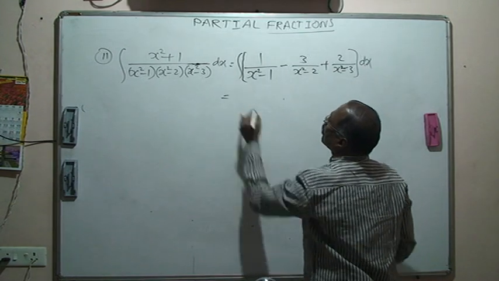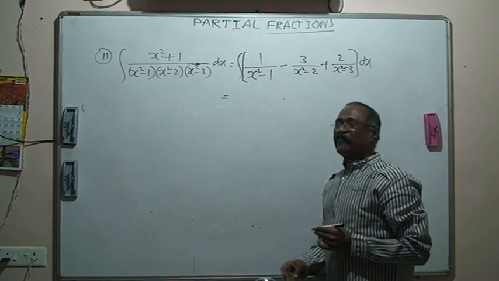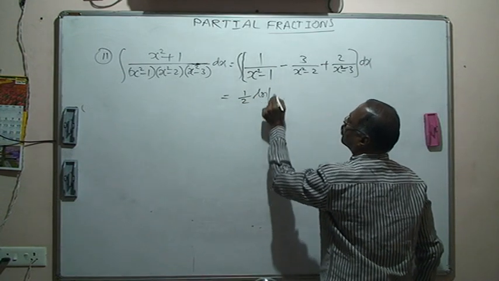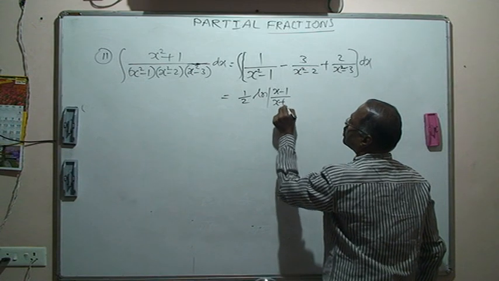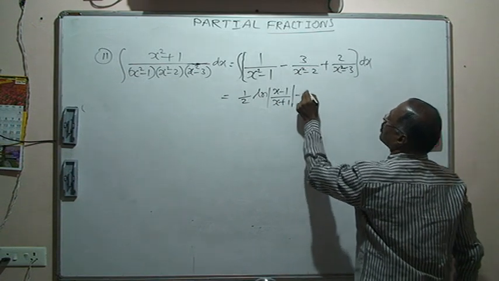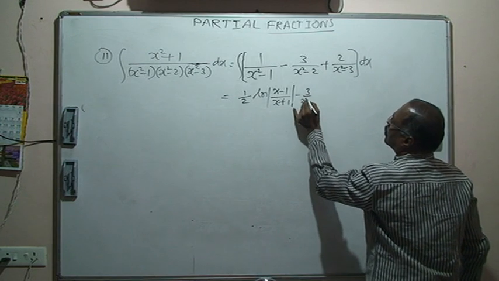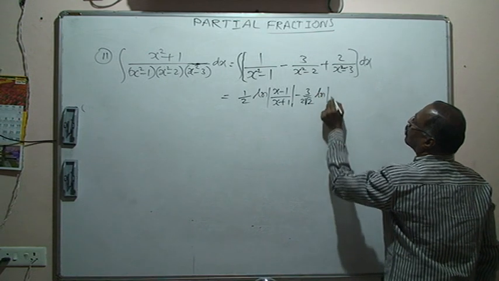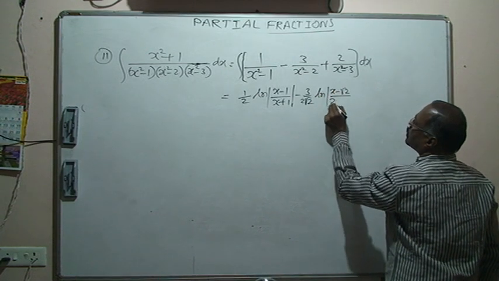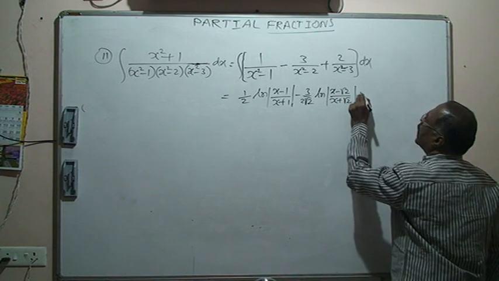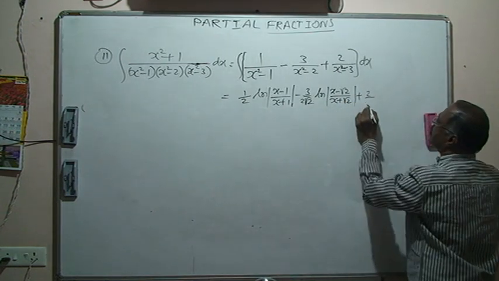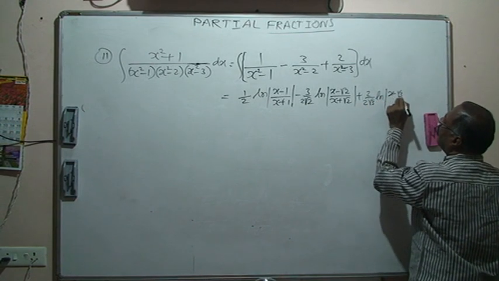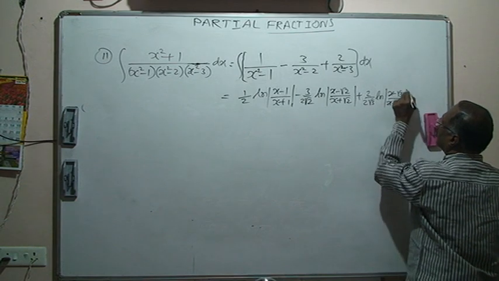That's all, please. Now standard format you got. Standard format 1 by x square minus a square: 1 by 2a ln mod of x minus a by x plus a. Minus 3 by root 2 whole square, 1 by 2 root 2, 3 by 2 root 2, ln mod of x minus root 2 by x plus root 2. Plus 1 by 2a, this is 2 root 3, ln mod of x minus root 3 by x plus root 3 plus c.